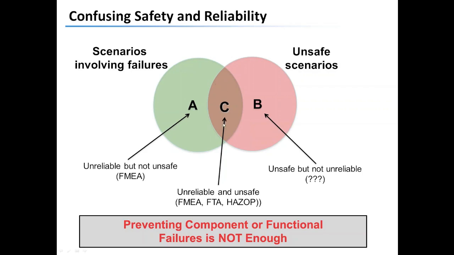In the overlapped C part of the two circles, we have unreliable and unsafe systems. And FMEA, FTA, HAZOP, event tree analysis, all of those things that were developed long ago work for those. The problem is in section B, which are unsafe but not unreliable. There's been no failure. And it's those scenarios that are not handled in what we're doing today. So preventing component or functional failures isn't enough.